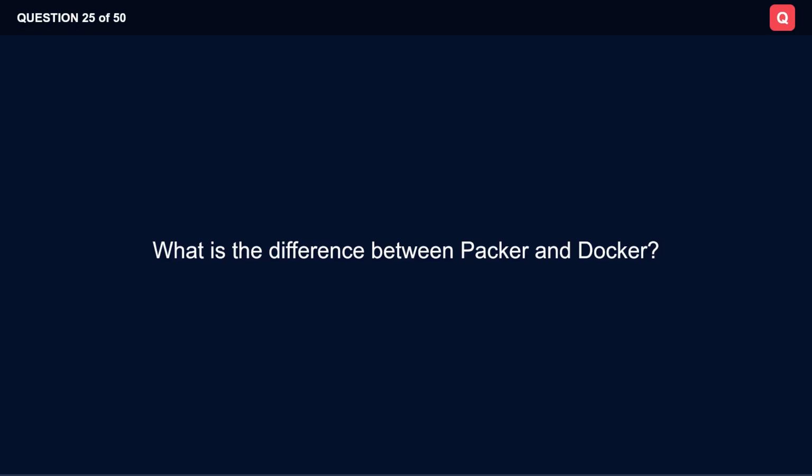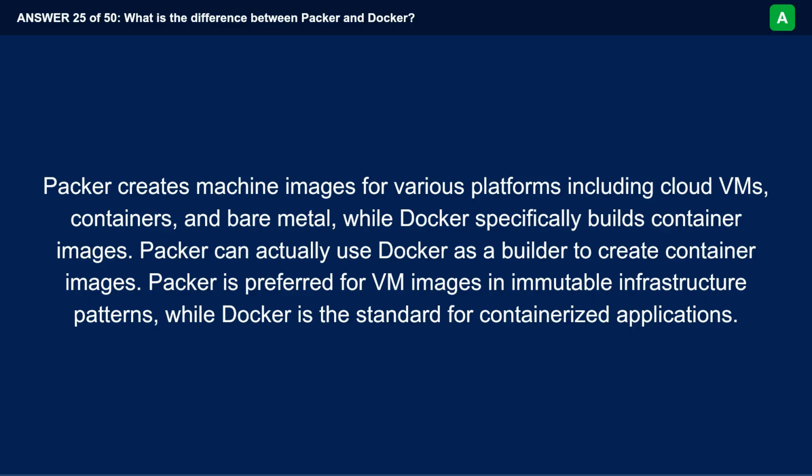What is the difference between Packer and Docker? Packer creates machine images for various platforms including cloud VMs, containers, and bare metal, while Docker specifically builds container images. Packer can actually use Docker as a builder to create container images. Packer is preferred for VM images in immutable infrastructure patterns, while Docker is the standard for containerized applications.